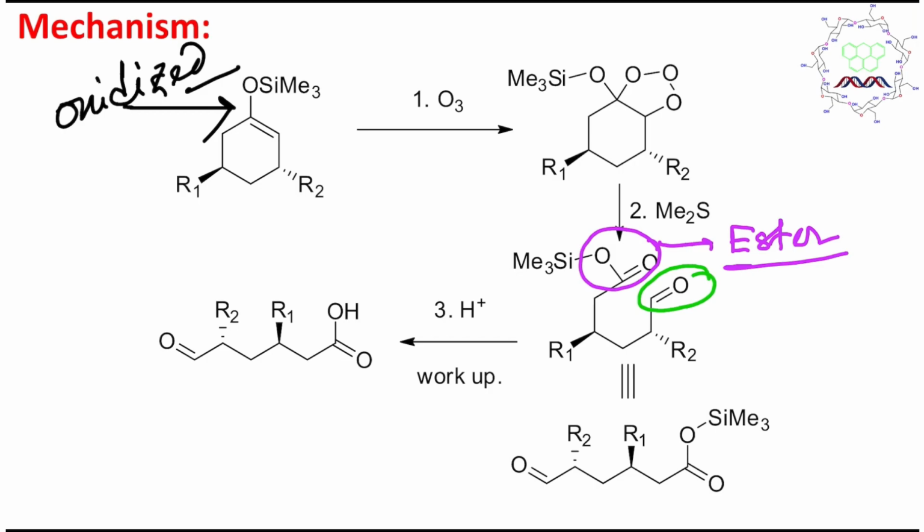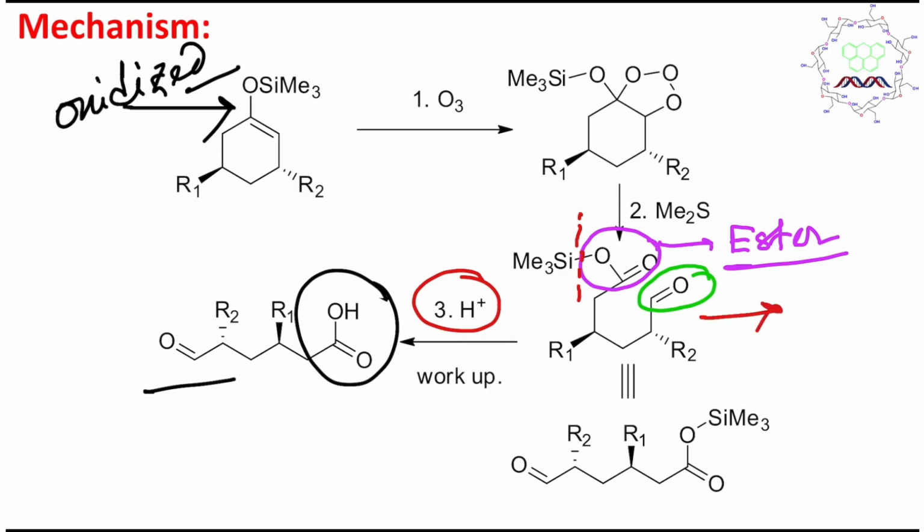Now we understood what is produced, and in the next stage H plus is given. So what will H plus do? It will hydrolyze this ester, or more specifically, it hydrolyzes this oxygen-silicon bond, and ultimately it produces a carboxylic acid on one side and an aldehyde on the other side. And by the way, students, sometimes you may feel difficulty in going from a ring compound to the final open chain. For that purpose it is better to open the ring and write, and for that purpose you need to understand the numbering system.